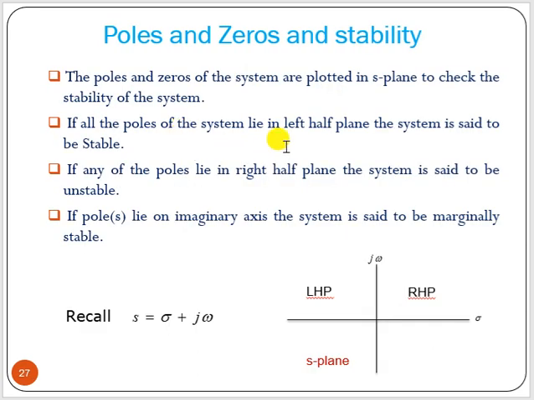Okay. Now poles, zeros and stability. Poles and zeros of the system are plotted in the S plane to check the stability of the system also. If all the poles of the system lie in the left half plane, the system is said to be stable. If any pole lies in the right half plane, then the system is said to be unstable. If poles lie on the imaginary axis, the system is said to be marginally stable. Sometimes it can be unstable also.